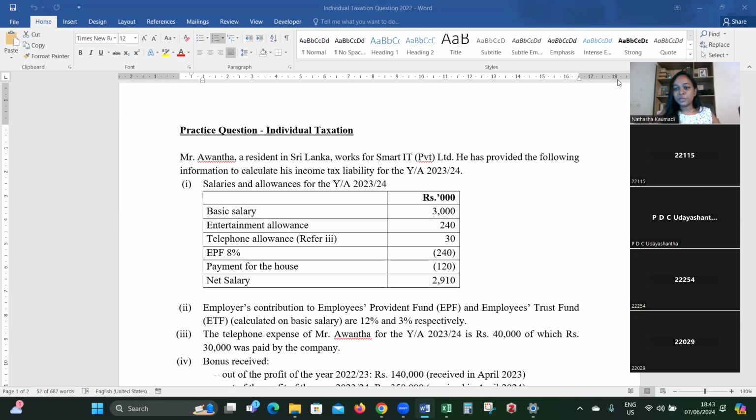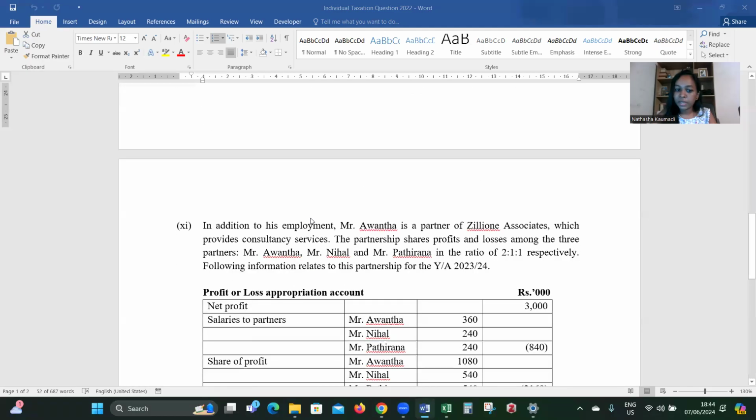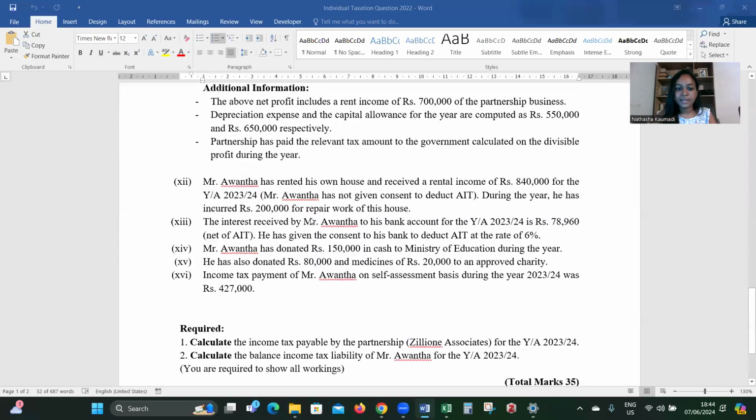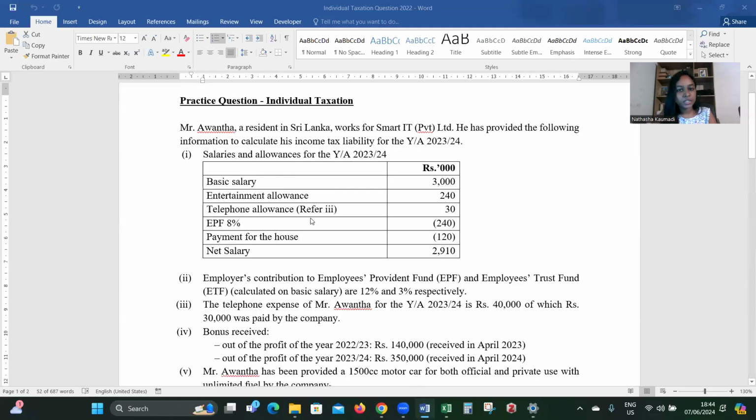Today we have two important things to do. The first is to discuss our practice question on individual taxation. We have already uploaded this question to LMS, and this is the question we're going to do. The second, after discussing this question, is to tell you what you need to do for your individual assignment. I have shared that information too, and it's available in the LMS. We will discuss the individual assignment as well.